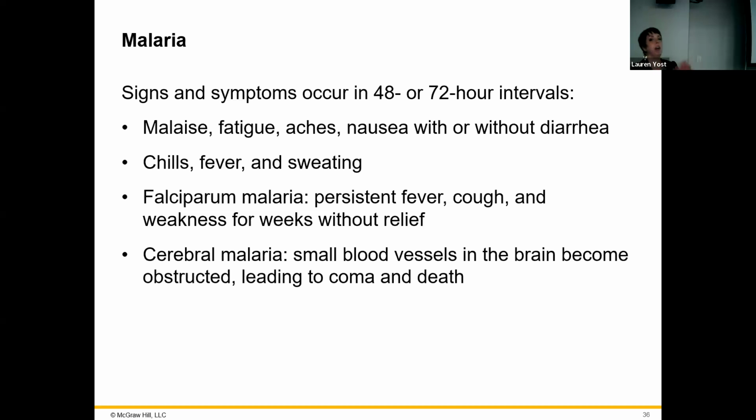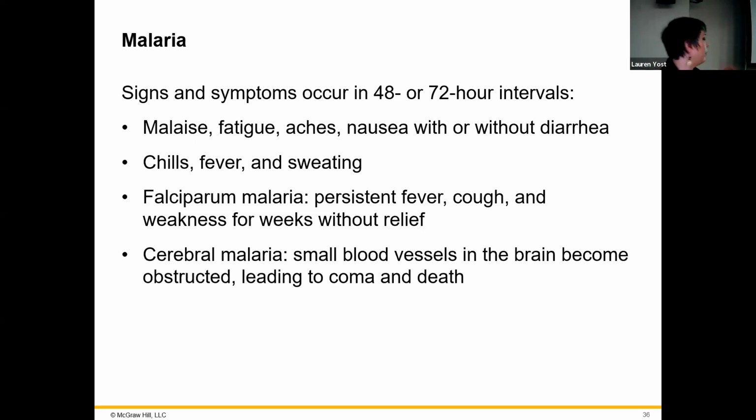All right, moving on to malaria. Malaria is a protozoal disease, and malaria overall, we have malaise, feeling like crap, fatigue, aches, nausea, and may or may not have diarrhea associated with it. And the symptoms usually cycle every 48 to 72 hours. If you have the falciparum version of malaria, you might have a cough and a persistent fever that won't cycle, and a weakness of the body that can last for weeks without any relief.